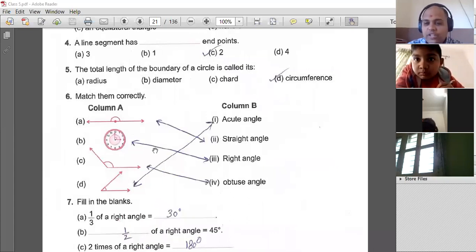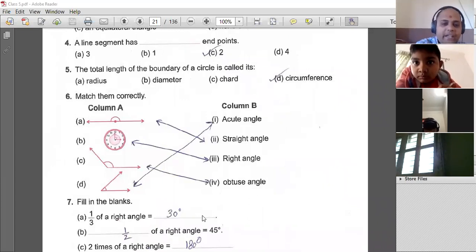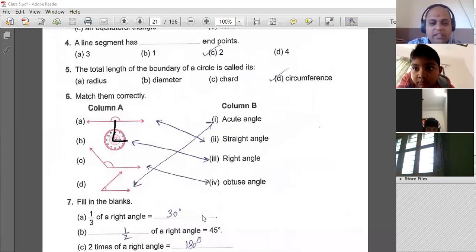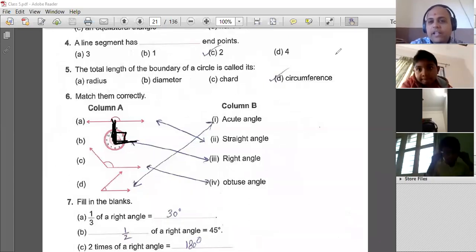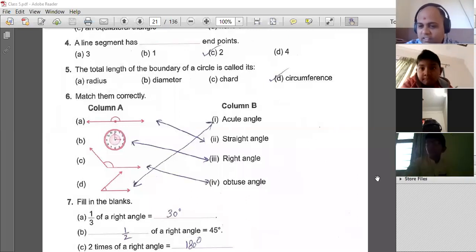See Dwij, the problem that you wanted a solution to, you have to look at the hands of the clock, okay, right Dwij, and then you have to see what the angle is here between these two line segments. So it is a right angle. Yes, that's what we have to see. Got it? Yes Dwij, understood, right?